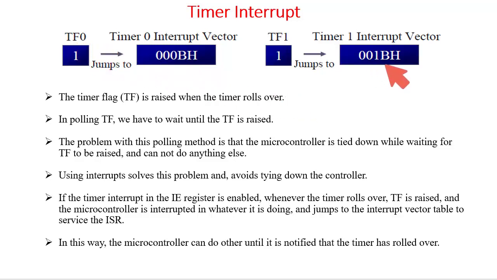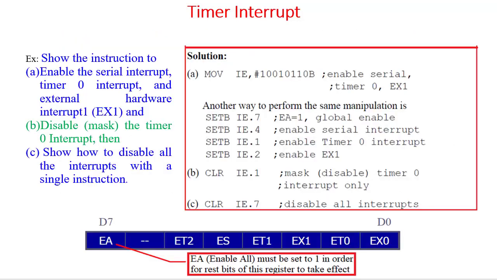Similarly, this will be the starting memory location of the interrupt service routine, and the different instructions will be written for what is to be done when this TF1 interrupt flag occurs. Small example: what will be the instruction to enable the serial interrupt, timer 0 interrupt and external hardware interrupt?